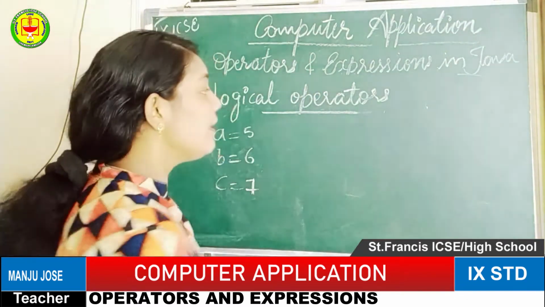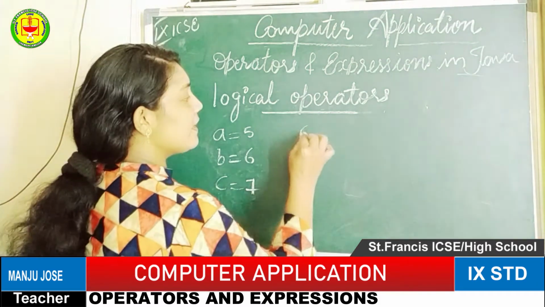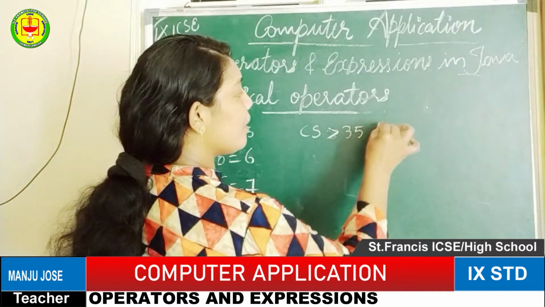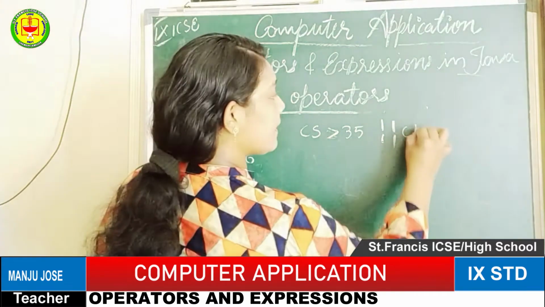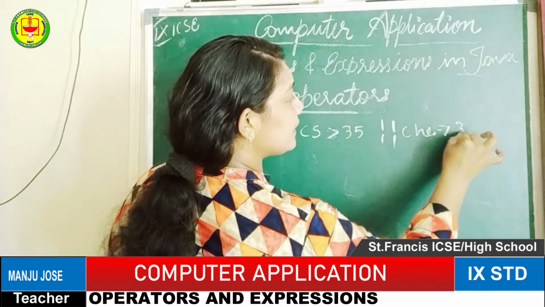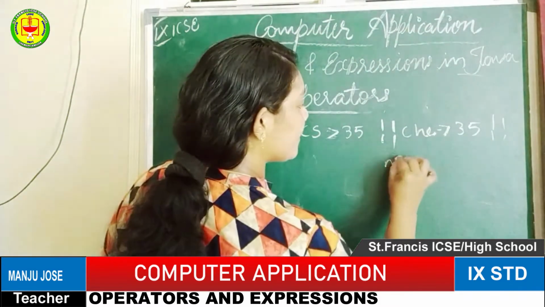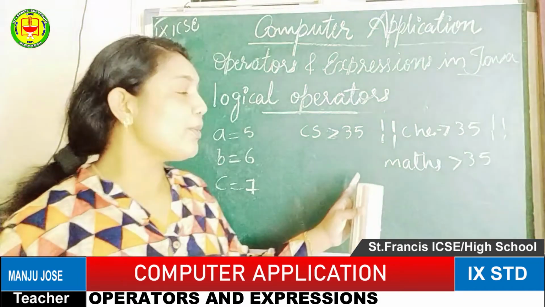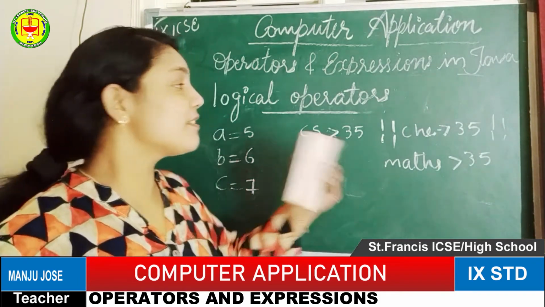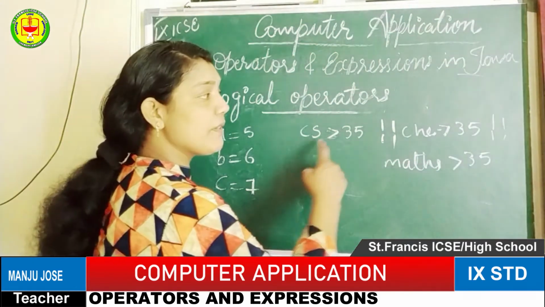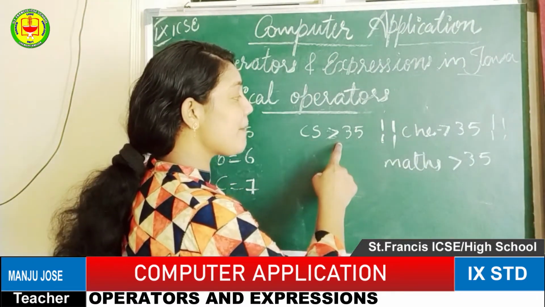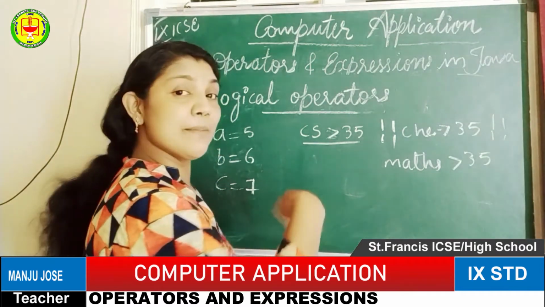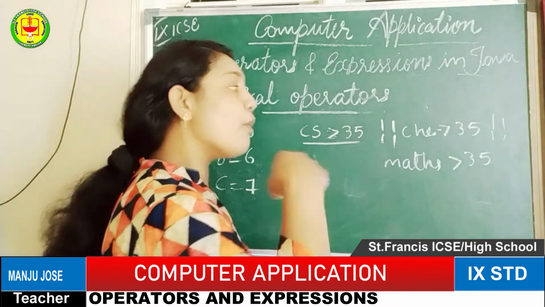The best example I will give is the marks of a subject. Here computer science mark greater than or equal to 35 or chemistry greater than 35 or maths greater than 35. Here we are going to print the grade of a student. Three subjects I have given: computer application, chemistry and maths. If you are having computer application above 35 or chemistry 35 or maths 35.